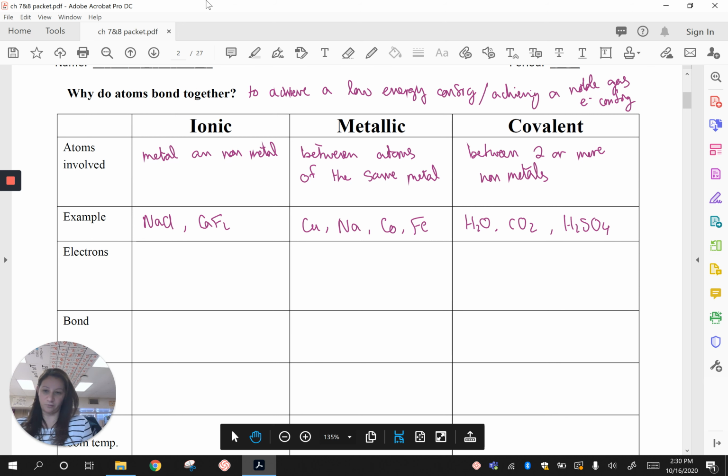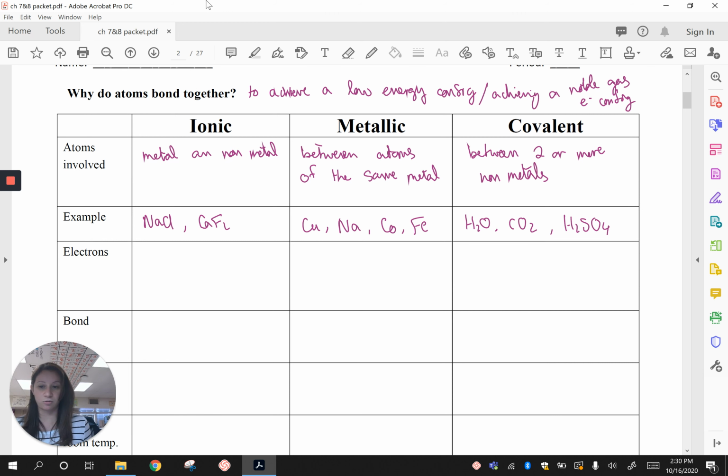So the main difference here is what they do with their electrons. In chemistry, bonding happens when electrons are transferred or shared. And so it's really important to understand what happens with electrons. So in an ionic bond, when a metal and a nonmetal bond together, we have giving and taking of electrons. So the metal loses electrons, the nonmetal gains the electrons.